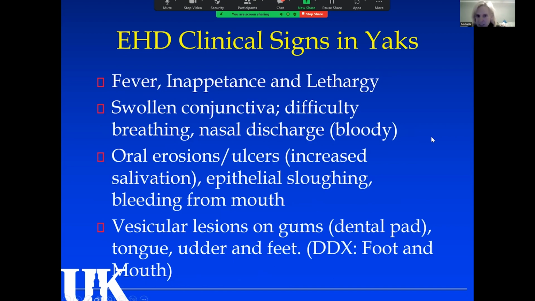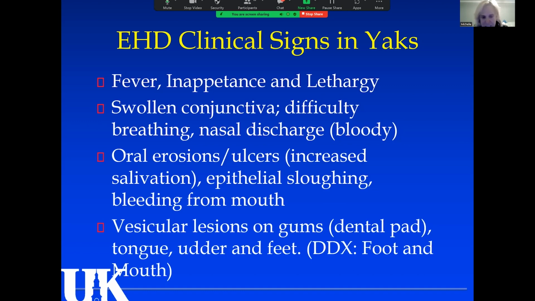So what are the signs in yaks? Again, it starts with fever, inappetence, and lethargy, as many viruses do. The swollen conjunctiva, so the eyes are definitely involved. Some difficulty breathing. A lot of times they'll have a nasal discharge that's bloody or blood tinged. But the key thing we look for is these oral erosions and ulcers. They have a lot of salivation, and their mouth hurts. They might have some peeling of the skin around the nose and some bleeding from the mouth.